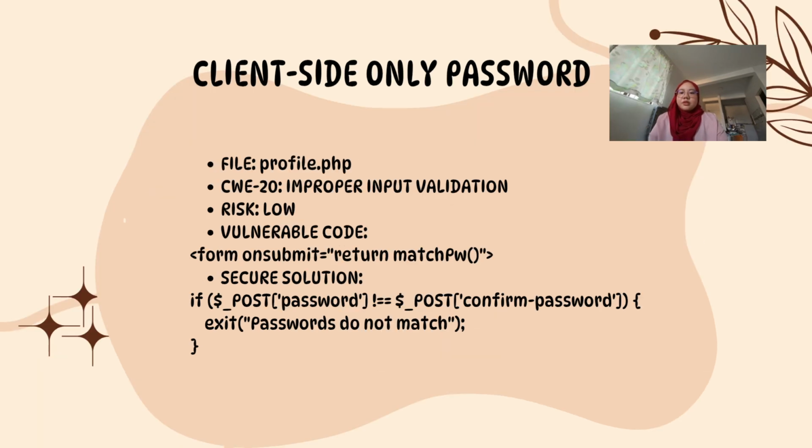The sixth vulnerability is client-side only password match. The file here is profile.php, and the Common Weakness Enumeration is CWE-20 improper input validation. The risk here is low, and the password and confirmation fields are only validated using client-side JavaScript. An attacker can bypass this check by disabling JavaScript or sending a POST request manually with mismatched passwords.